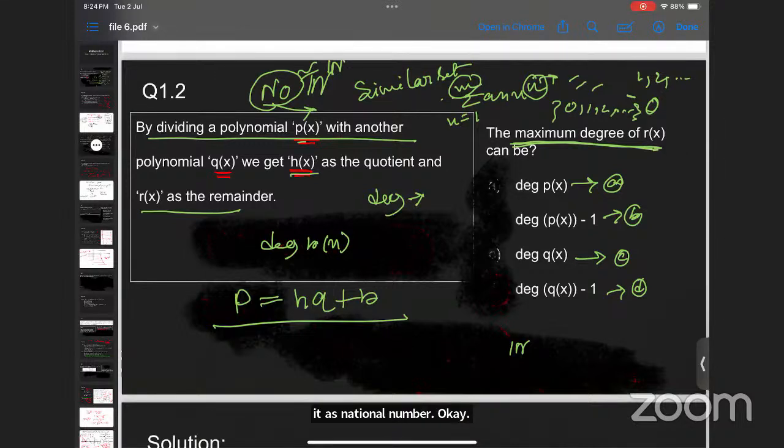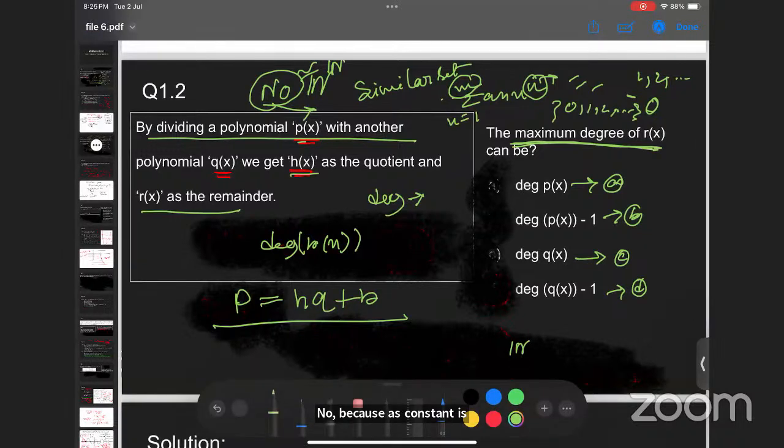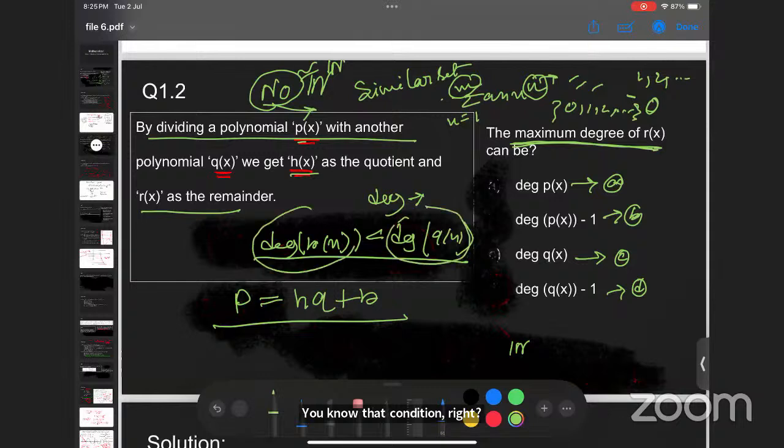Okay, ma'am. So the max degree possible could be the same, equivalent, you want to say? Maybe it is less than the quotient. No, listen, you already have the condition that the degree of Rx will be less than the degree of Q, right? You know that condition, right? Yes, that's true. And this is a natural number. This is also a natural number. So what is the maximum possible natural number for the degree of Rx then?